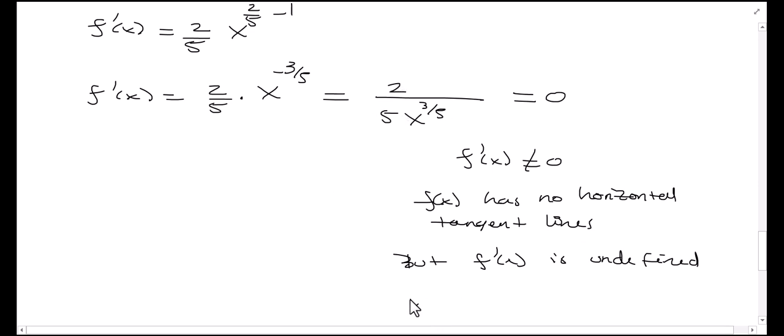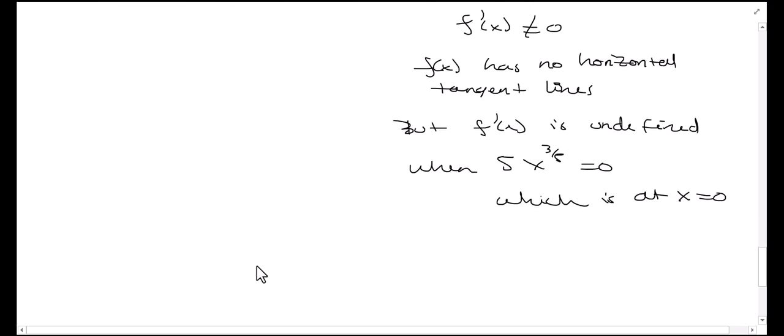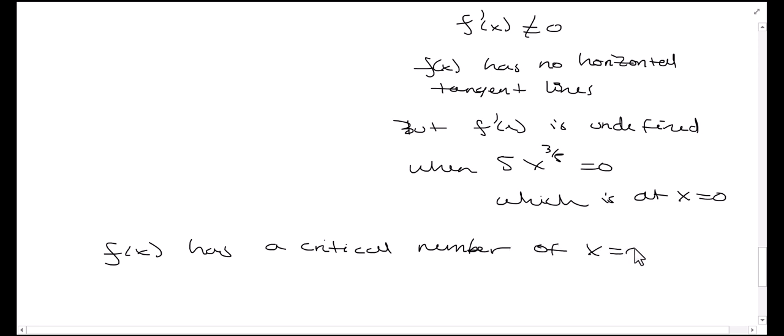So this is undefined when 5x to the 3/5 equals 0, which is at x equals 0. So there are no horizontal tangent lines, but the derivative is undefined. So we do have a critical number. So f of x has a critical number of x equals 0. Right, so this is where the derivative is undefined.